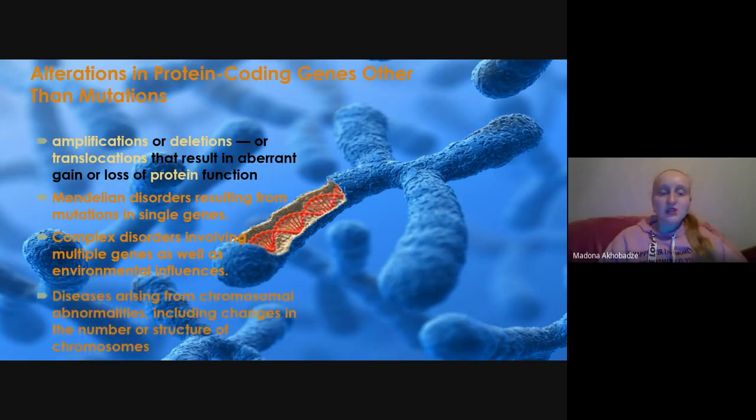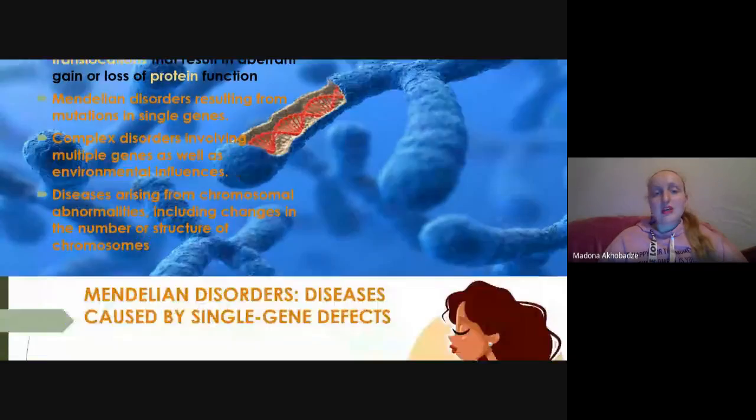Okay, that was single gene disorder. Disease can also arise from chromosomal abnormalities, including changes in the number or the structure of the chromosomes. So that's why chromosomal abnormalities could be numerical and structural as well.